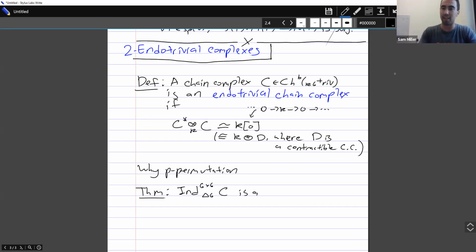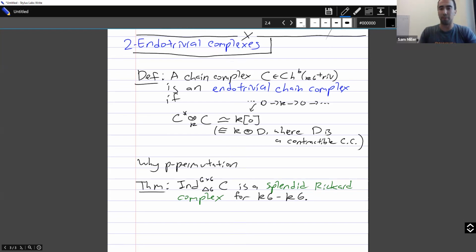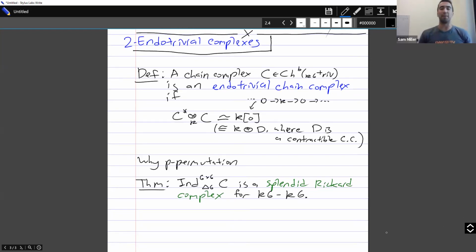This is a splendid Rickard complex for KG and KG. And this is actually a motivating reason for me to study these, because my original dissertation question involved studying splendid Rickard complexes and the relationship to p-permutation equivalences. If you don't know what those are, don't worry, I won't talk too much about them. However, my focus seems to have just shifted to this point to endotrivial complexes.